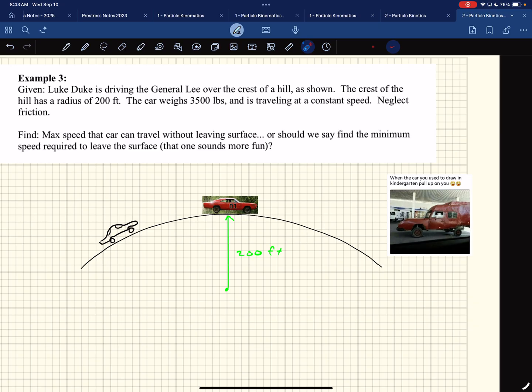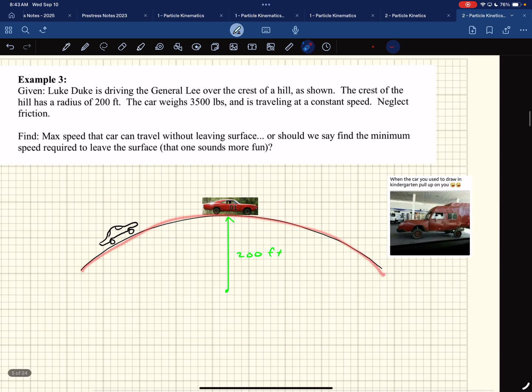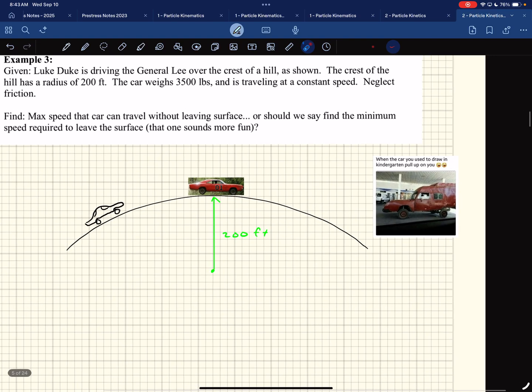The crest of the hill has a radius of 200 feet, so this is a 200-foot radius that it is traveling around. The car weighs 3,500 pounds and is traveling at a constant speed, neglect friction, and it asks us to find the speed that the car can travel without leaving the surface. Or I like to think of it as, what's the minimum speed it has to go in order to jump? That's a cooler way to think of this problem.